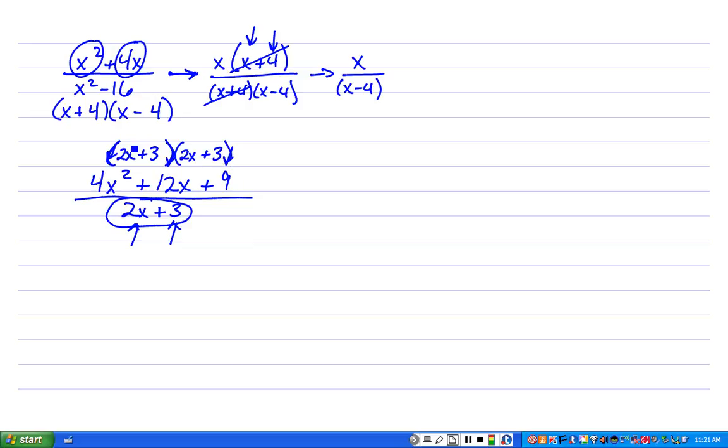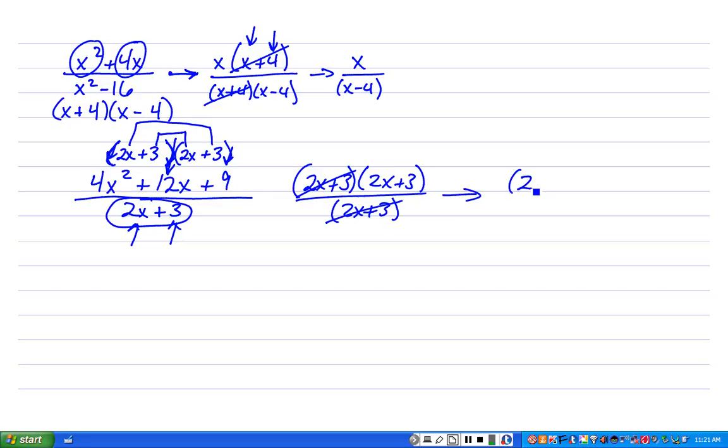When I do outside, that gives me a positive 6x. When I multiply inside, it gives me a positive 6x. And 6x plus 6x gives me the 12x in the middle. So I'm fine. Once I've factored, what I'm looking at is 2x plus 3 times 2x plus 3 over 2x plus 3. This 2x plus 3 will cancel that 2x plus 3 and leave you with just 2x plus 3.